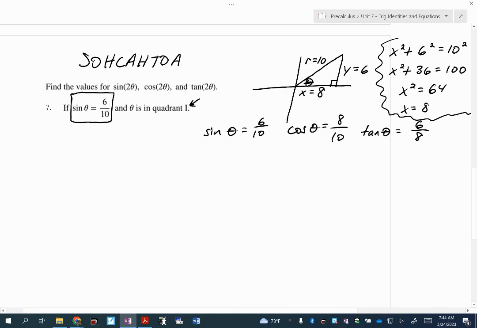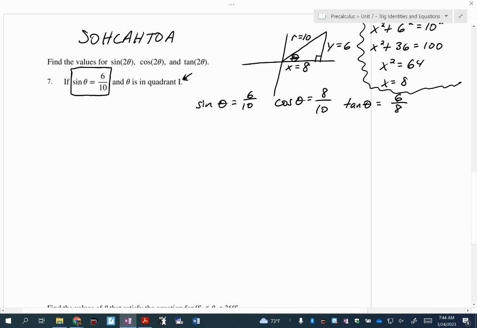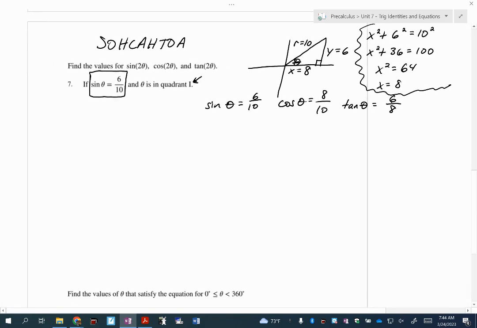If you want to reduce these, you can reduce them all. You're going to get the same thing. I'm not worried about that. I'm not going to reduce them, but I will be using Desmos here in a little bit to make sure that I can find what these are. So let's start with the first one, which is the sine of 2 theta.